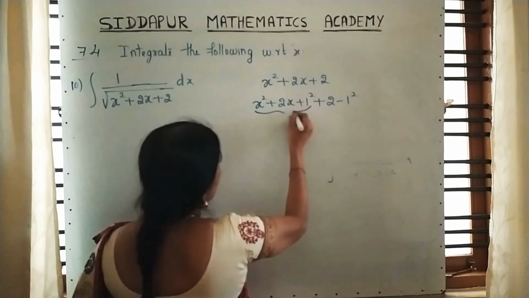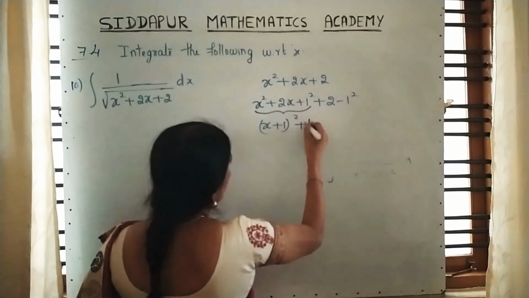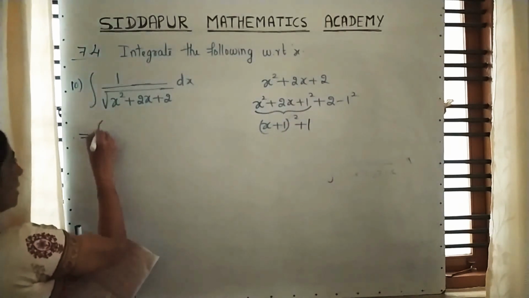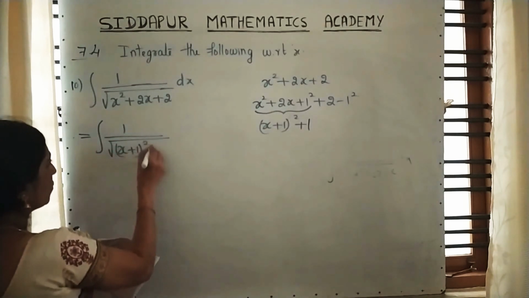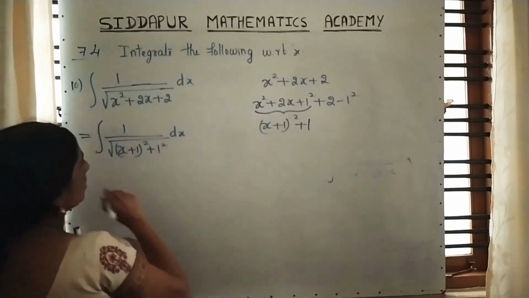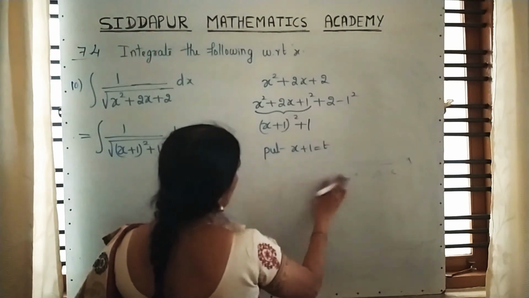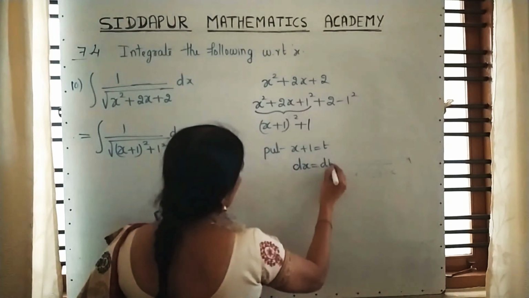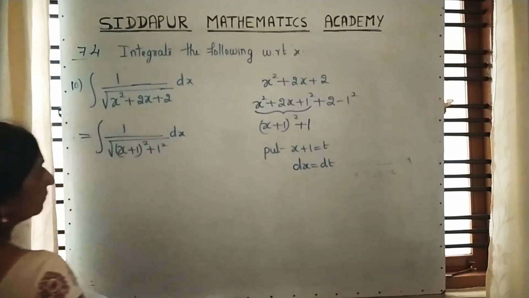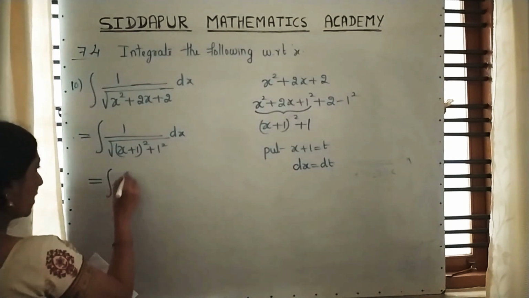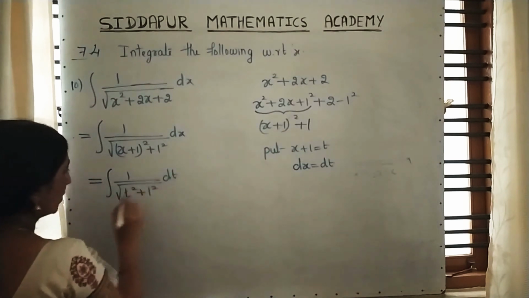The first 3 terms give you a perfect square: x plus 1 whole square. 2 minus 1 is 1. It is 1 upon root of x plus 1 whole square plus 1 square into dx. Put x plus 1 is equal to t. dx is equal to dt. So write down those values. This will be 1 upon root of t square plus 1 square into dt.